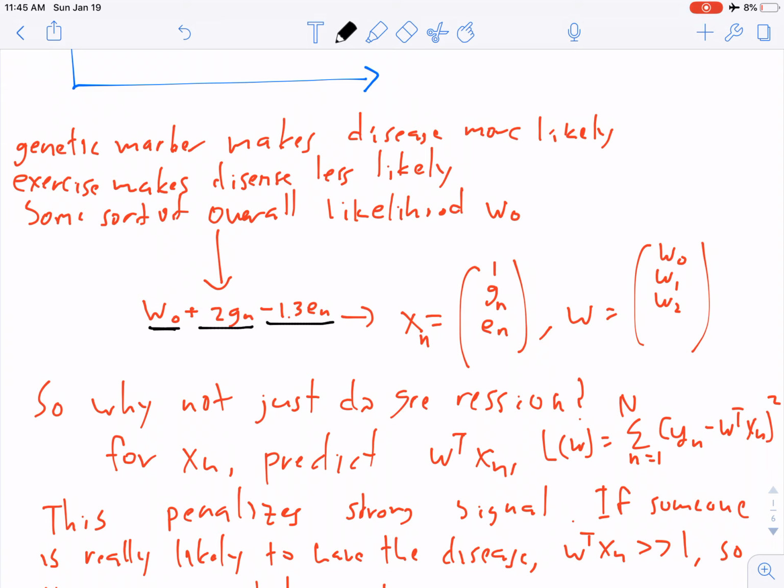And as a notational aside, similarly to linear regression, we write the x's as a vector starting with 1, the same one as we used in the bias trick, and then genetic marker, exercise, etc., all the other data categories and dimensions that we have. And then we write W as W naught, W1, which is a coefficient for genetic marker, W2, which is a coefficient for exercise, etc. Then we can just write this linear combination as W transpose X_n, which is both notationally convenient and also makes it easier to see some derivatives later.